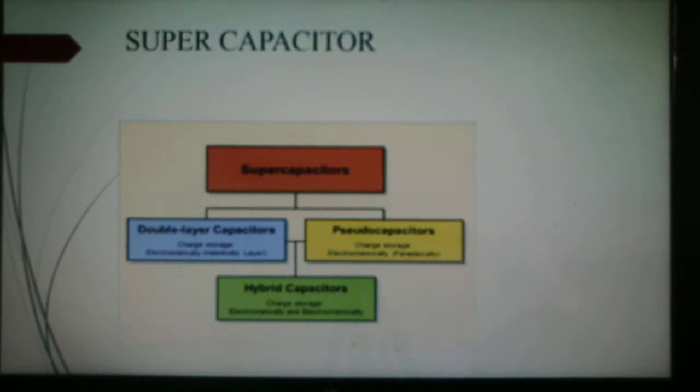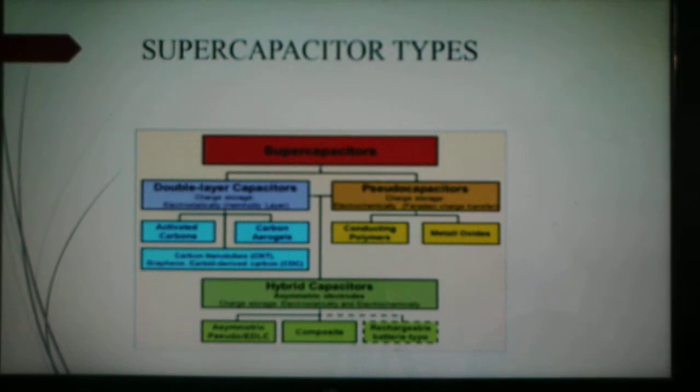Here the supercapacitor is classified into three types: double layer capacitor, pseudo capacitor, hybrid capacitor. The supercapacitor can charge and discharge indefinitely, with no battery life problem. A supercapacitor can charge within seconds rather than hours. Then this is also the classification of supercapacitor types with their families.